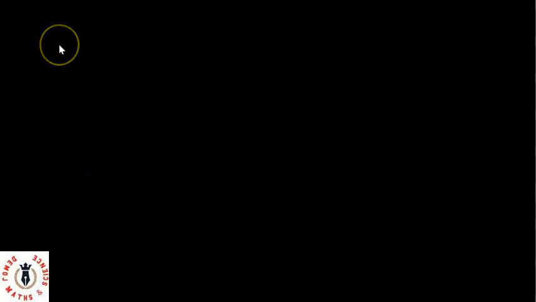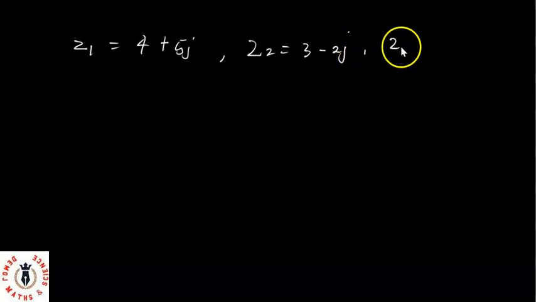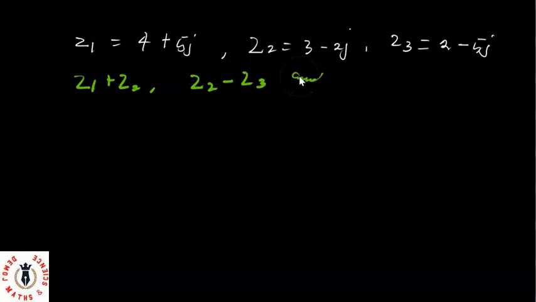Now, from our set of examples, we have that z1 is equal to 4 plus 5j, z2 is equal to 3 minus 2j, and z3 is equal to 2 minus 5j. So for this lesson, we'll be trying our hands on z1 plus z2, z2 minus z3, and finally, I would use z1 plus z3 minus z2 to help you understand how to treat addition and subtraction of complex numbers.